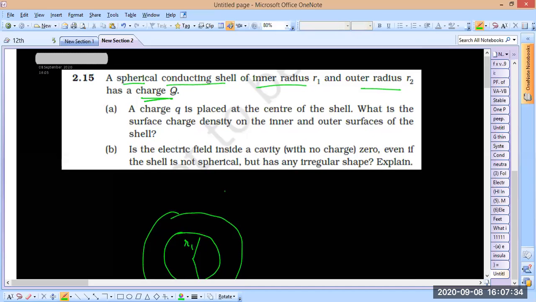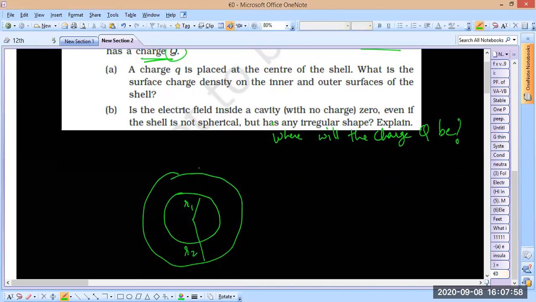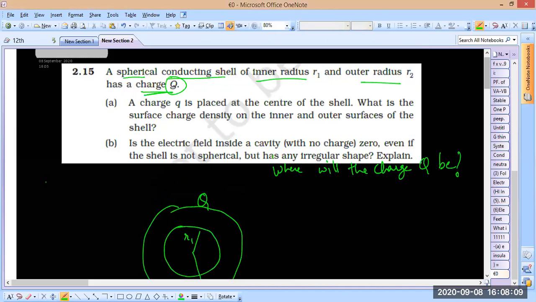Okay, now it is given a charge Q. Where will that charge Q, capital Q, be? Come on, where will the charge Q be? On the outer surface, right? Yes, on the outer surface. So first of all, you have charge Q over here on the outer surface, right? I hope you remember all that. We have spent a lot of time talking about properties of conductors, right?